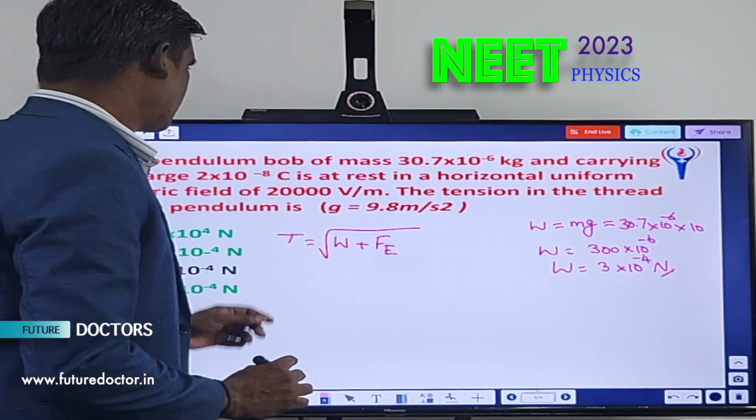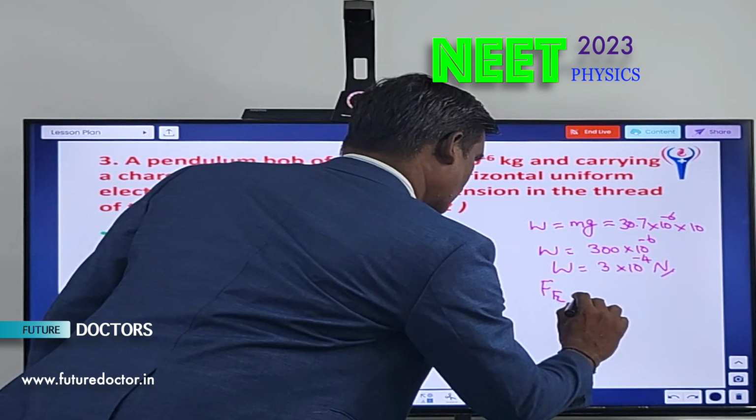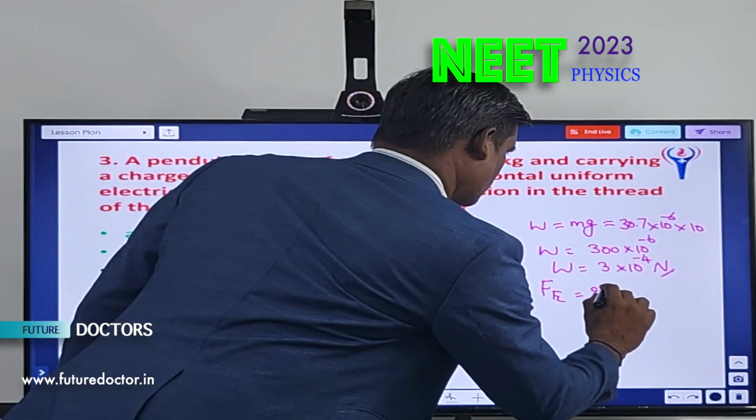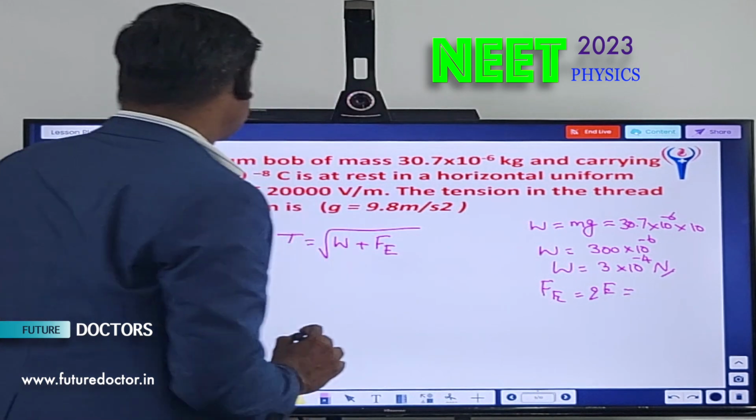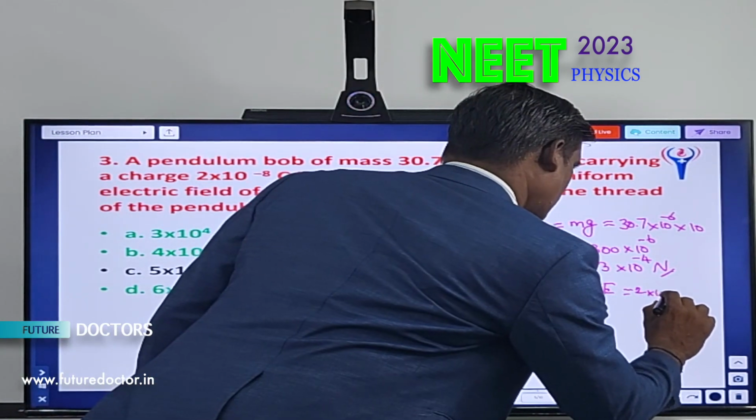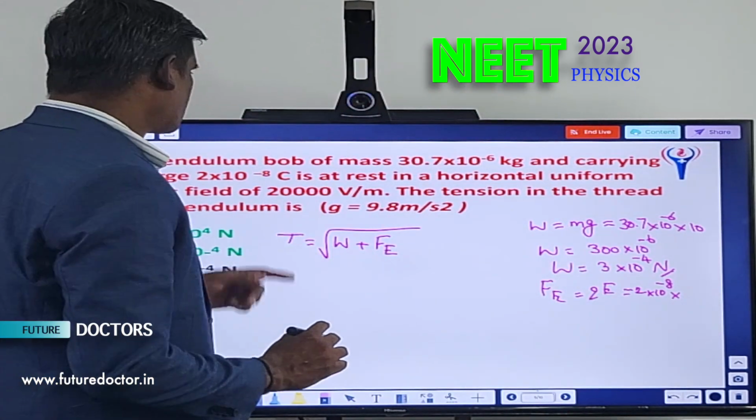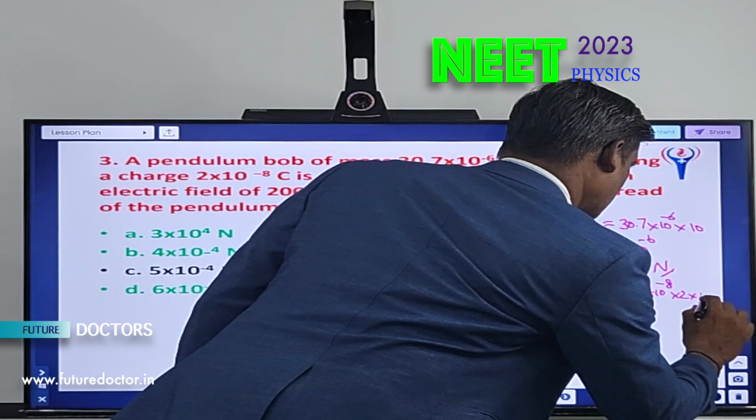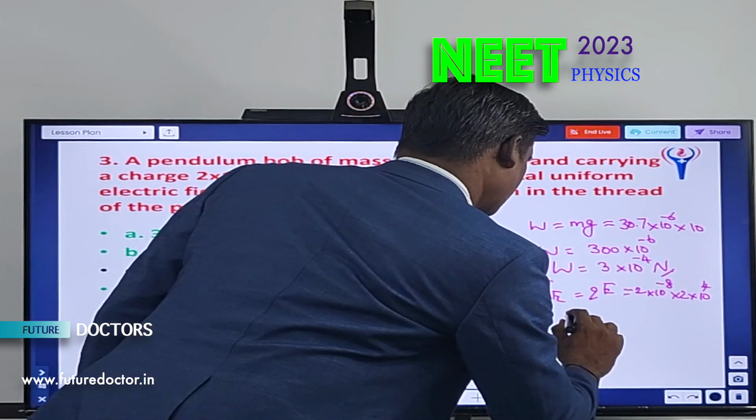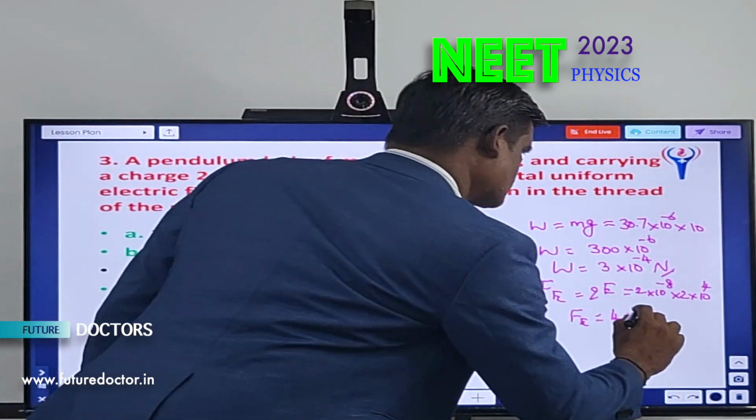Okay. And force due to electric field. What's the formula? Force due to electric field equal to Q into E. And what's the value of Q? 2 into 10 power minus 8, into E, 20,000 or 2 into 10 power 4. Then you'll get Fe equal to 4 into 10 power minus 4 Newton.